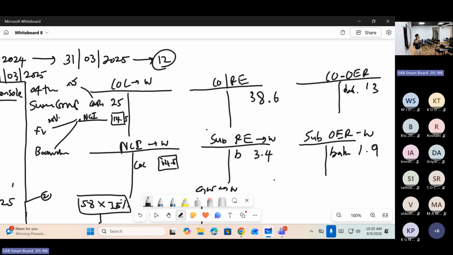Subsidiary equity account debit, credit to stated capital 50. Stated capital 50.